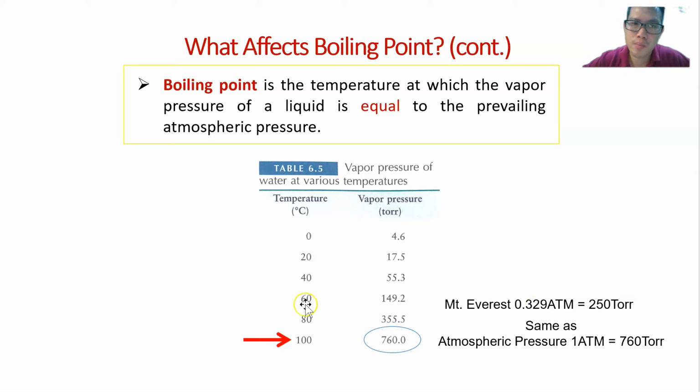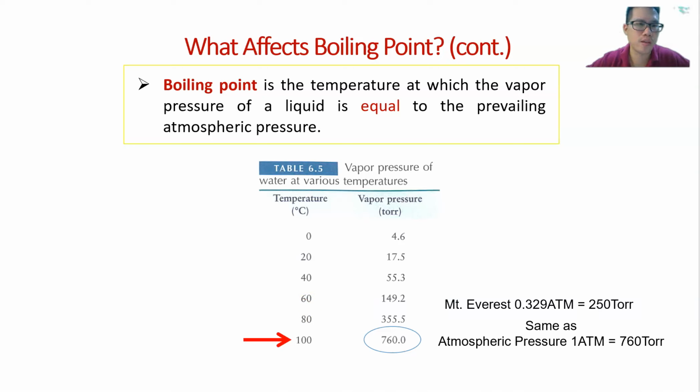So when it boils at 70 degrees Celsius, what happens? You cannot really cook. Usually when we are cooking, we are boiling at 100 degrees Celsius so that you can cook your food. But when you are at Mount Everest, it boils at 70 degrees Celsius, so you can't really cook, because the temperature is not high enough.